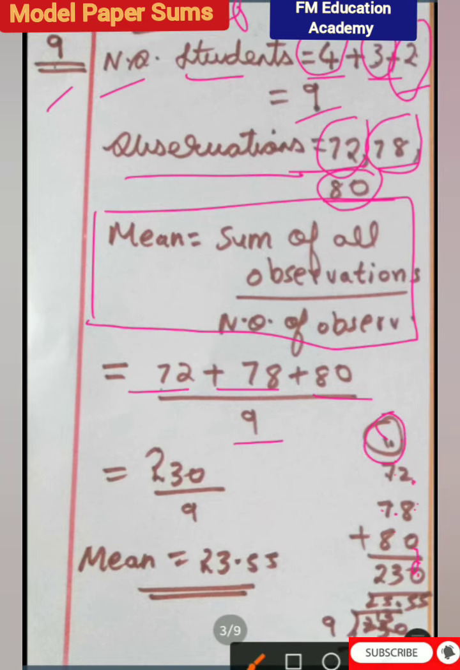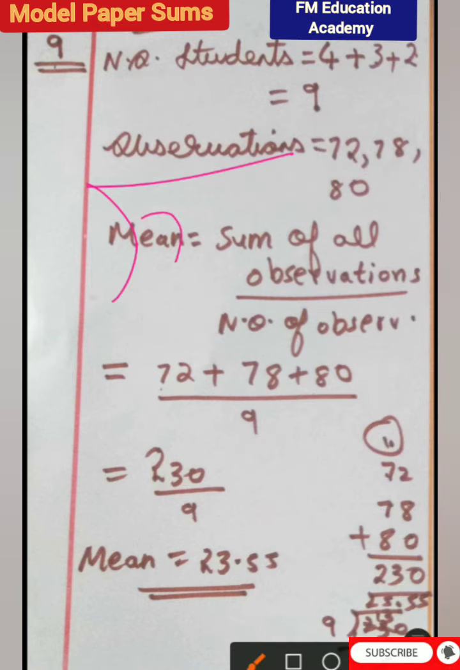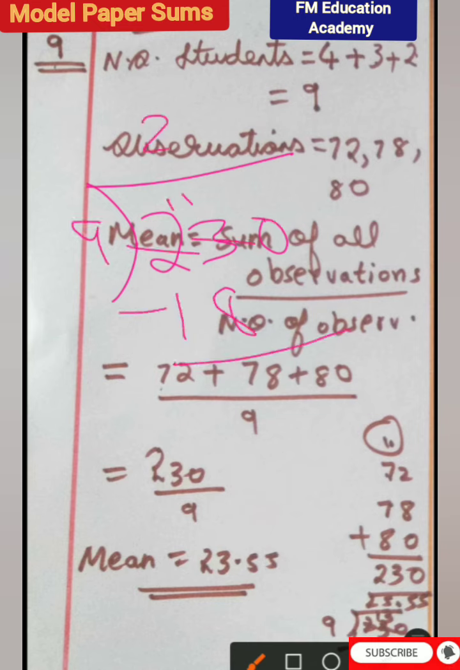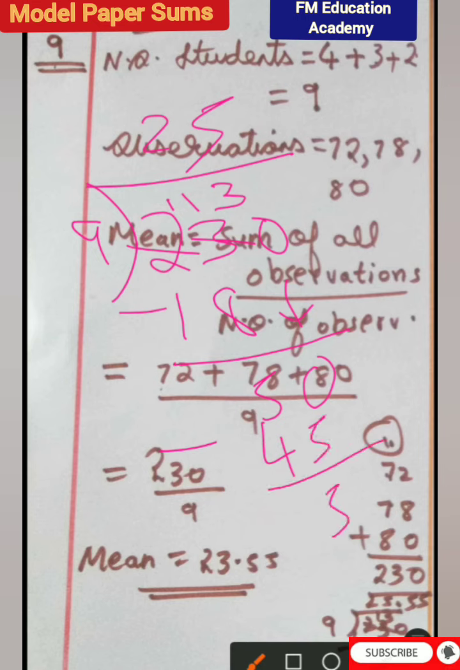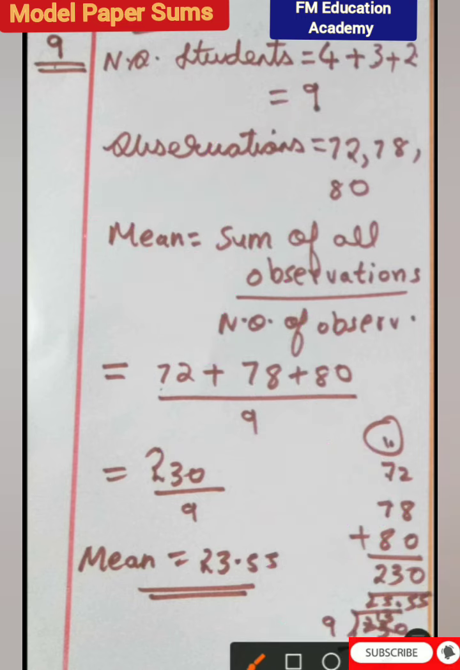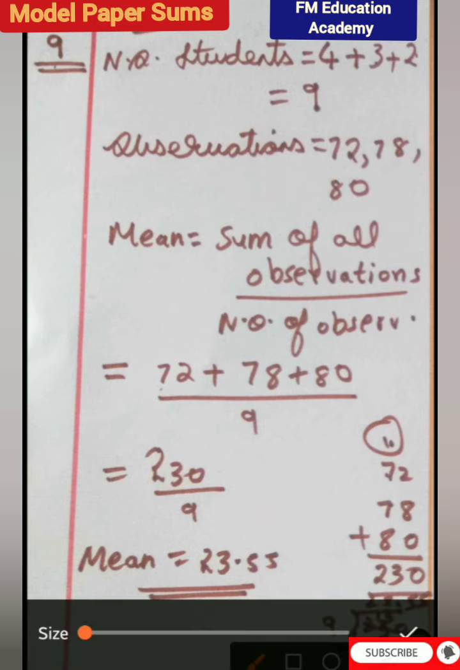8 plus 2 is 10. 7 plus 7 is 14. 14 plus 1 is 15. 15 plus 8 is 23. So we got 230. So 230 by 9, just divide. 9 2s are 18. This will become 1, this will become 13. 13 minus 8 is 5. Take a 0. 9 5s are 45. 50 minus 45 is 5. Put a point. Bring down 0. 9 5s are 45. 5 0. 9 5s are 45 again. We got 25.55.